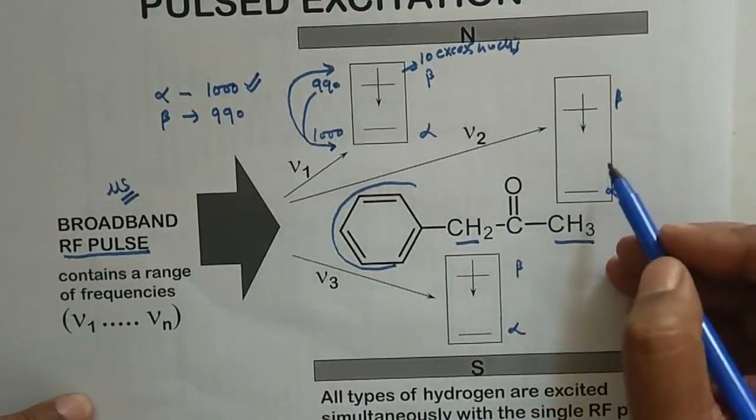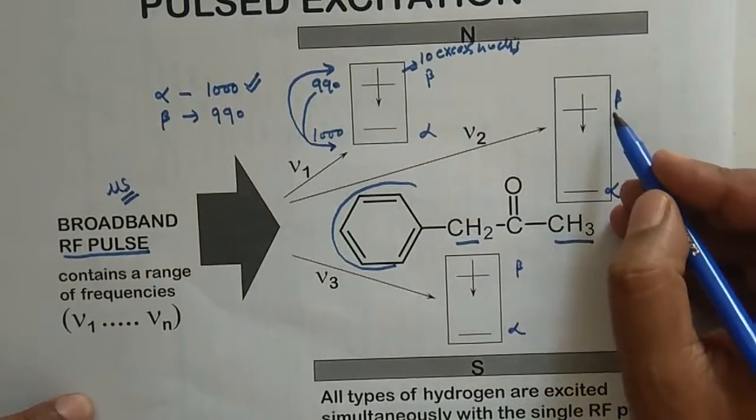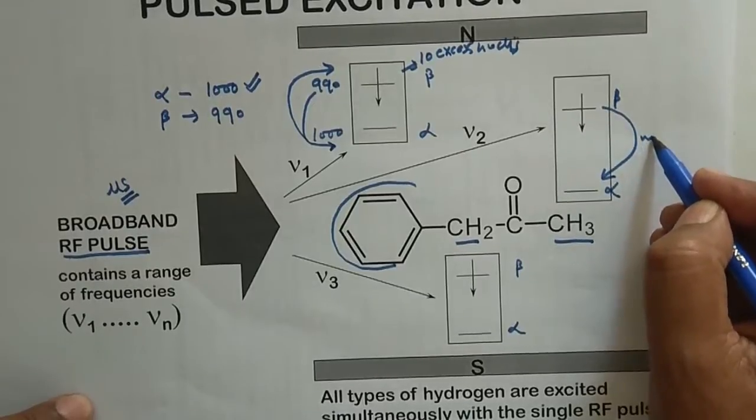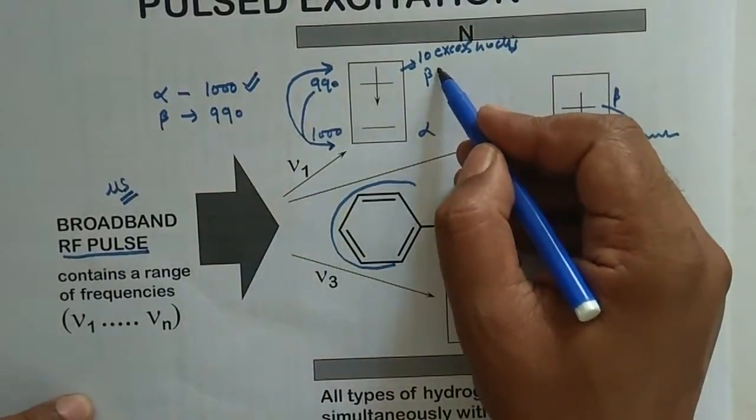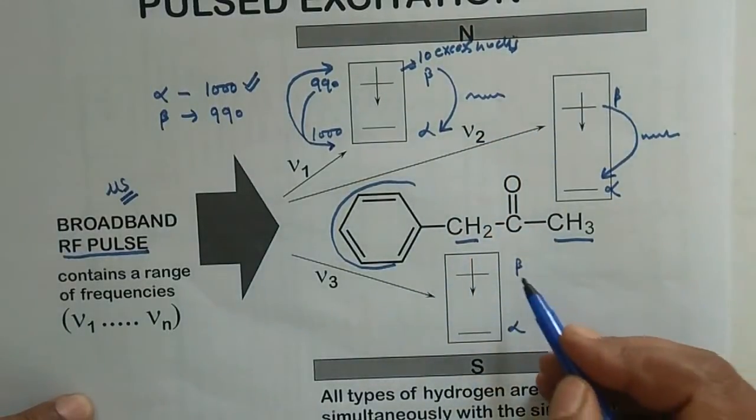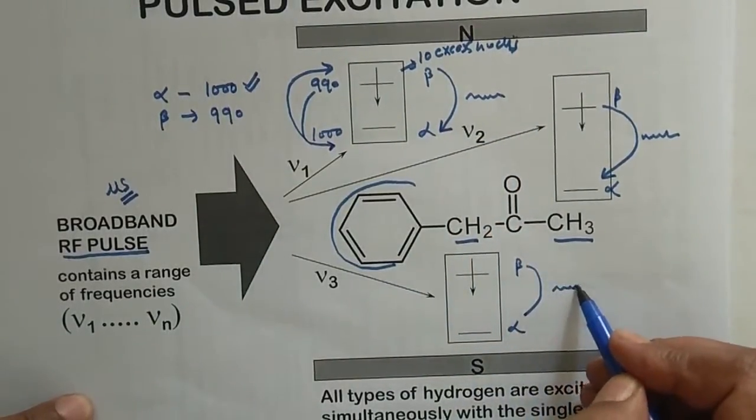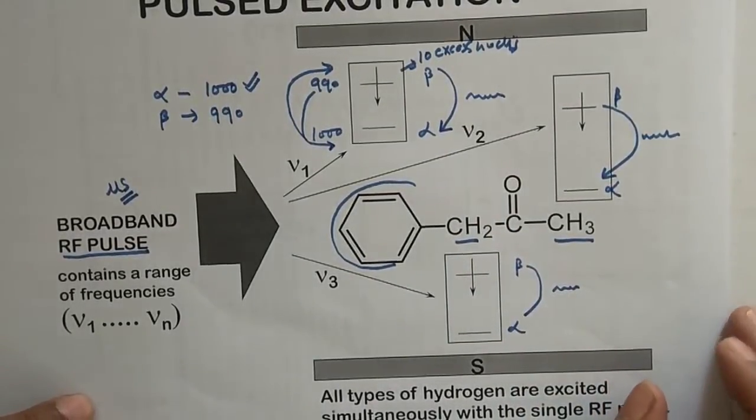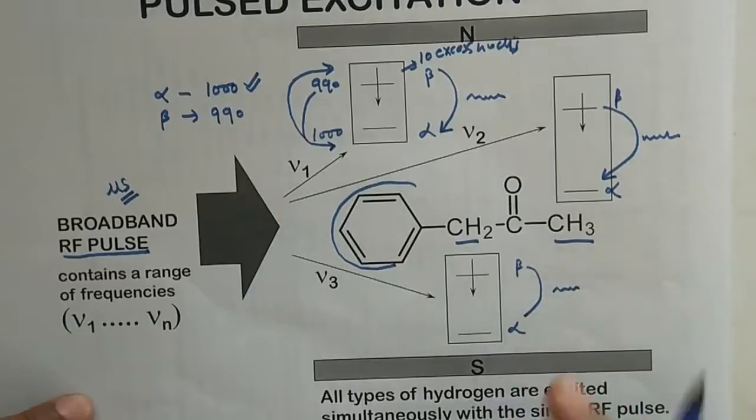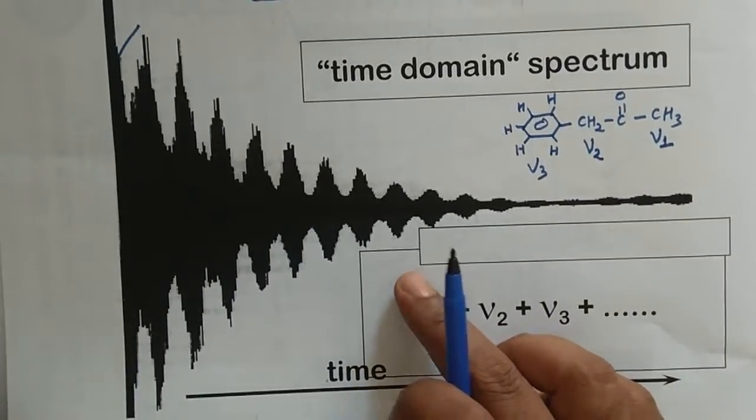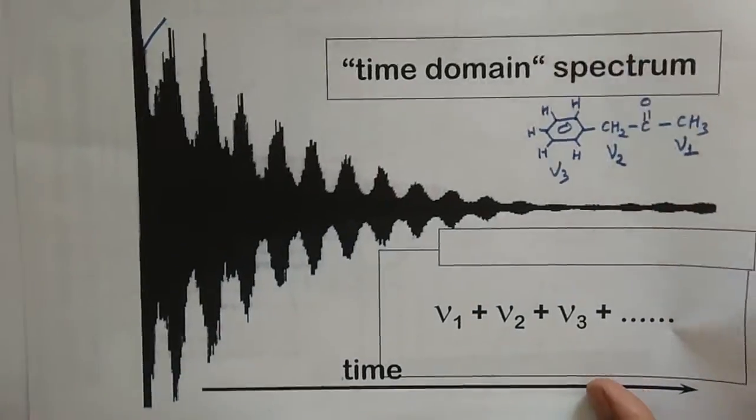In this diagram I have shown only one spin. The excitation has already taken place, and when this spin falls back from beta to alpha, it will give you the NMR signal, and similarly from here and from here. So 3 different signals will be given by this particular molecule, but in the pulse excitation we'll have this composite FID. Now what will we do to get the spectrum?